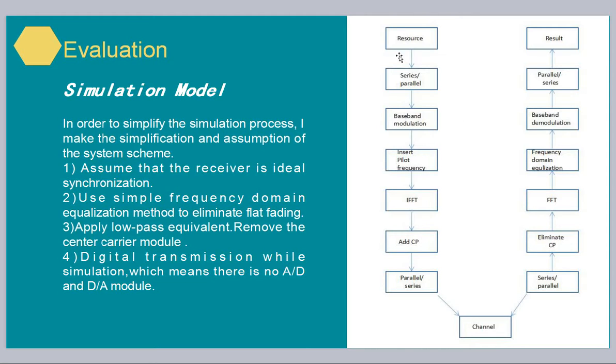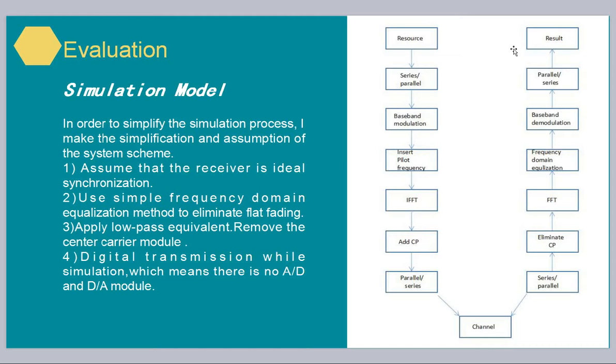So in the left picture, this is the model. We get the resource, transfer the series to parallel, do the baseband modulation, insert the pilot frequency, do the FFT and add the CP, and then I convert the parallel to series and output. And the right part is the converse of the left part.